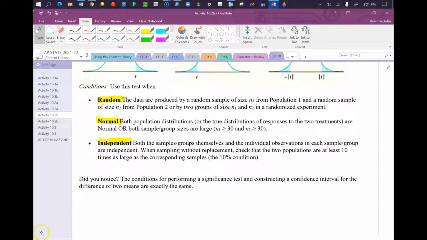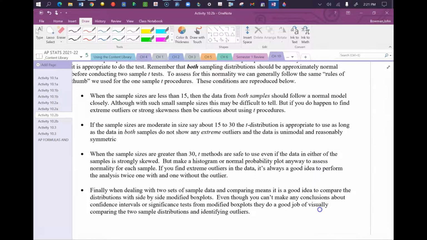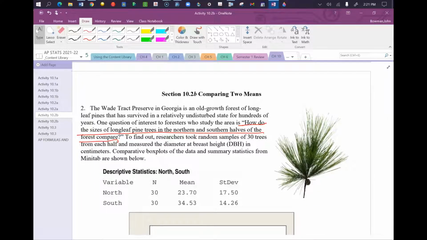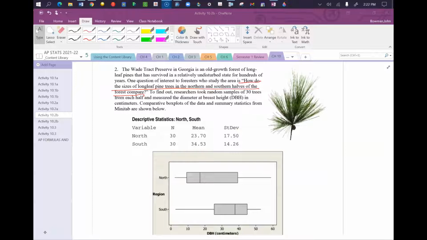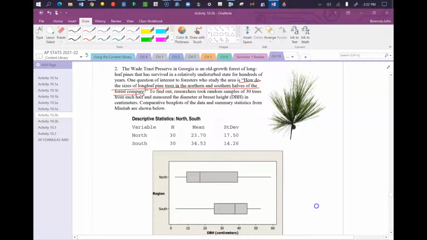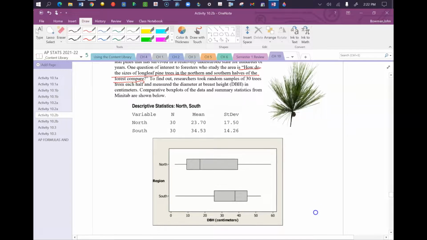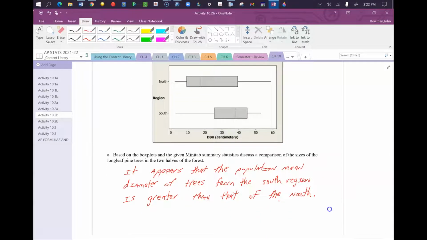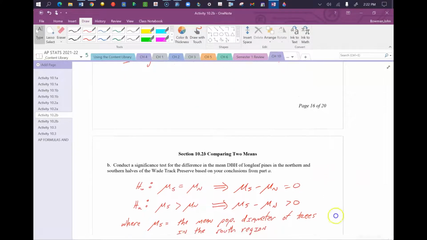So if you'd like to, at this point, I suggest you pause the video and take a look at problem number 2, work through that, and then you can unpause the video and check your answers. So this scenario is about the size of longleaf pines in 2 halves of a forest and how their mean diameters compare, and they want to know if the samples provide evidence that one mean is different from the other or greater than the other.